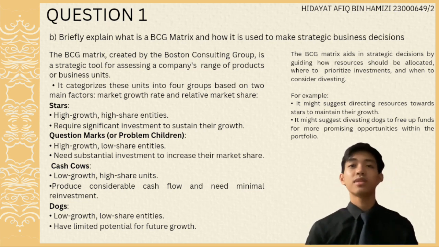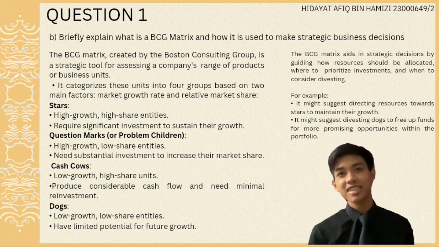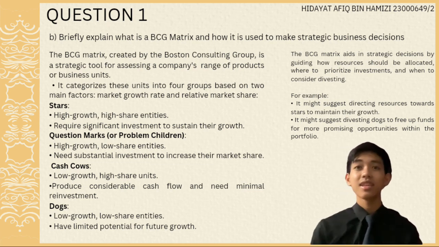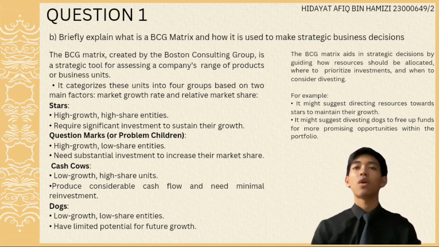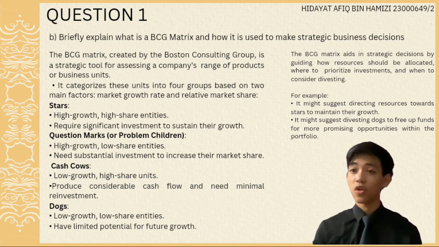The BCG matrix aids in strategic decision making, guiding resource allocation, investment prioritization, and divestment choices. For instance, it might recommend investing in stars to sustain their growth or divesting dogs to redirect funds to more promising opportunities within the portfolio.